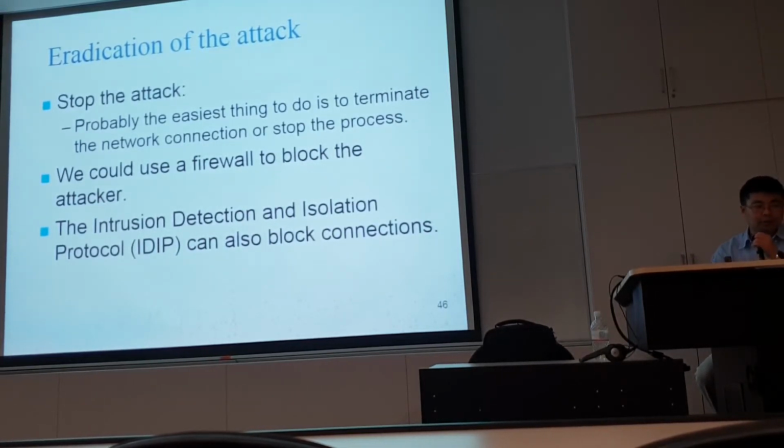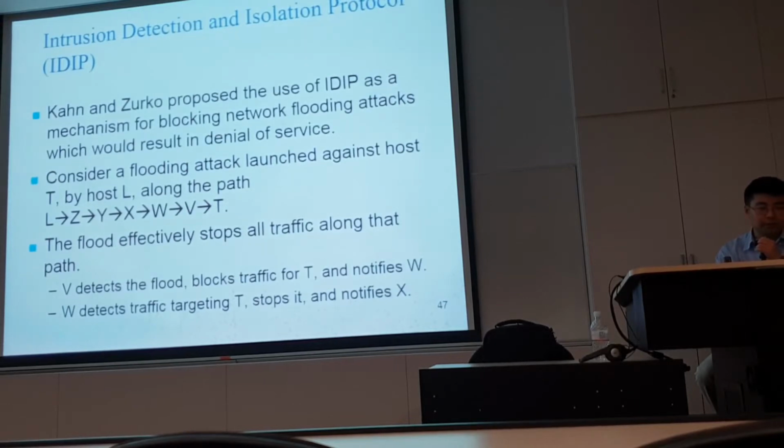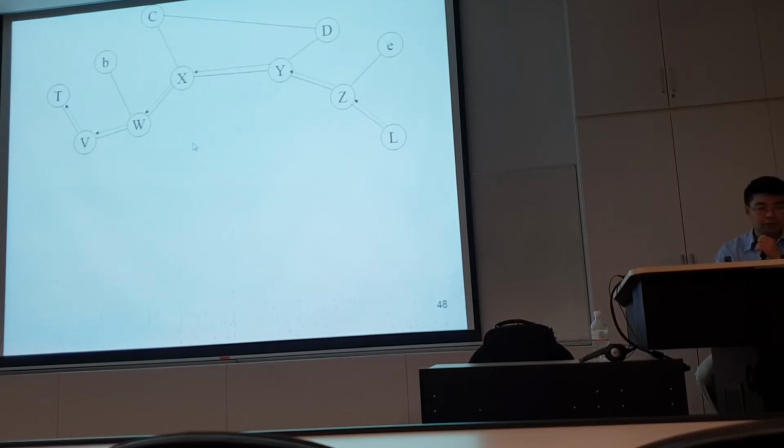Now, the eradication of the attack, which is to stop the attack. We may use a so-called intrusion detection and isolation protocol. This is a protocol proposed by some researchers. Basically, the protocol is to isolate the attack and then gradually recover from it. Consider you have an attacker, with an attack from node L to node T. This is the path where the attack or intrusion happens.